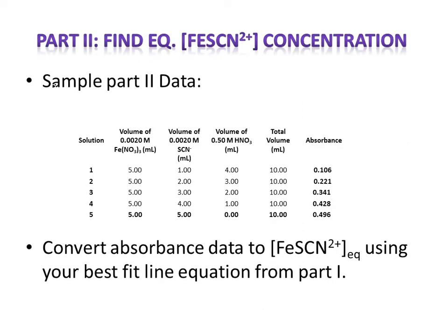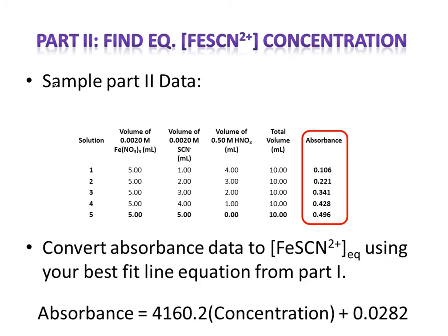Well, we first want to start out by finding the equilibrium concentrations of our iron thiocyanate complex. We have absorbance data from part 2 for 5 different trials. We're going to convert this absorbance data to the concentration of our chromophore iron thiocyanate using the best fit line equation that we got from the plot that we made in part 1.